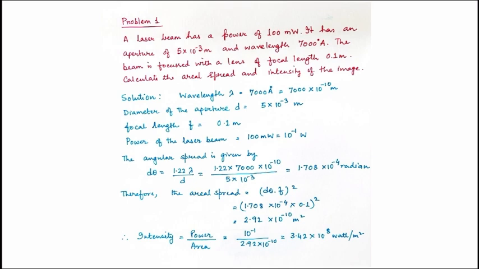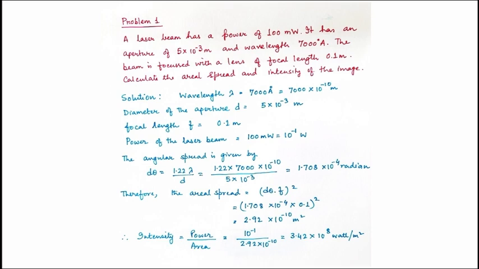Now the angular spread, as we know from our previous knowledge of optics, is dθ = 1.22 λ/d, where λ is the wavelength and d is the diameter of the aperture. We put in all the values because λ is known to us and the diameter of the aperture is also known to us. So we get the angular spread. As soon as we get the angular spread, we will find out the areal spread, which is what this problem requires.